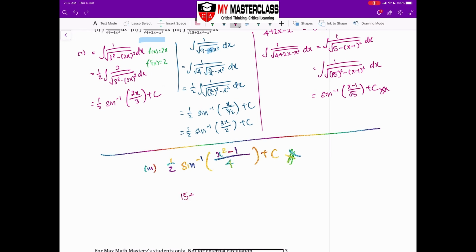So 15 plus 2x squared minus x to the power 4 should give you 16 minus (x squared minus 1) squared. If you can't visualize, I will generally let y be equal to x squared. So you can complete the square very easily.